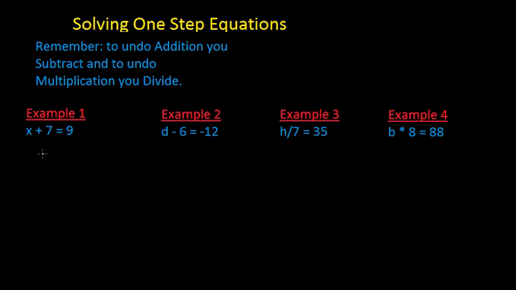So the first example is x plus 7 equals 9. So we want to figure out what makes this true. What does x have to be to make this statement true? A lot of times you'll see your pre-algebra or algebra teacher draw a line where the equal sign is. What that's doing is reminding you to do the same thing on the left as you would do on the right. So if we're adding 7 to x, the opposite of adding, like we said, was subtracting. So we would subtract 7 from both sides.